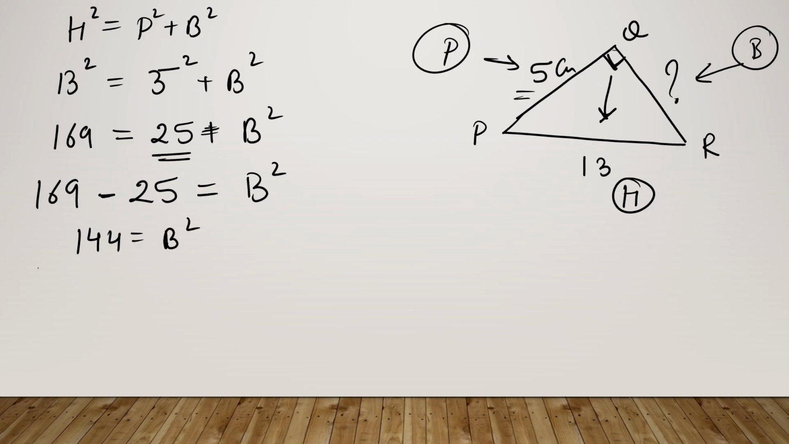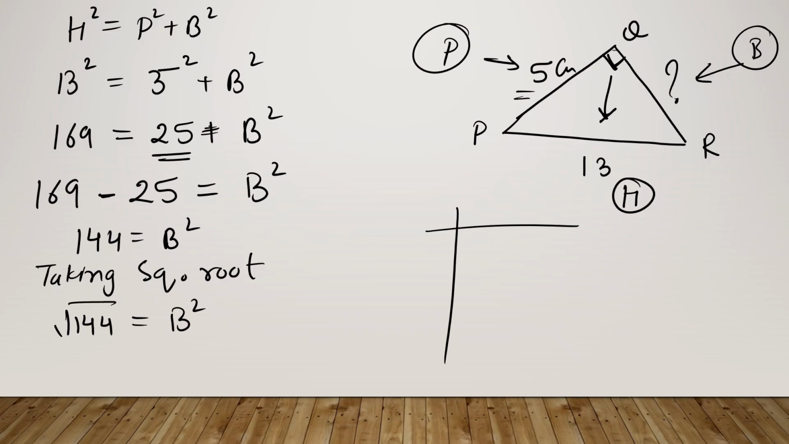So now we will take the square root. Taking square root, it will be square root of 144, that is equal to b. Now, if we don't know the value of a square root, what we can do? We will simply do the prime factorization of 144.